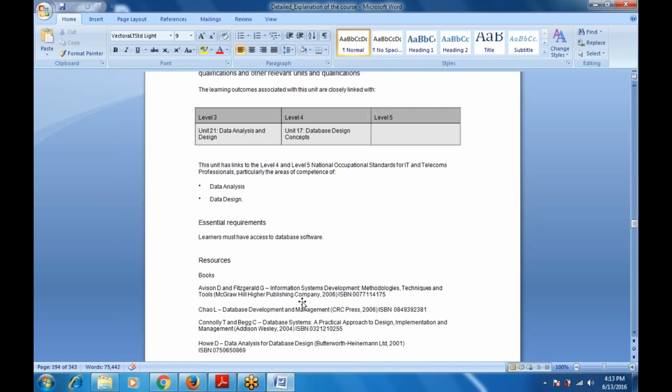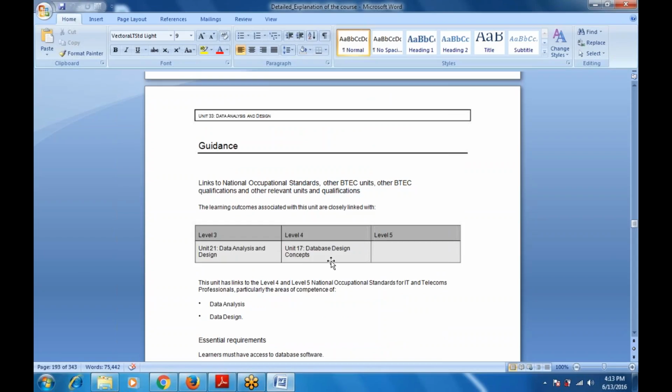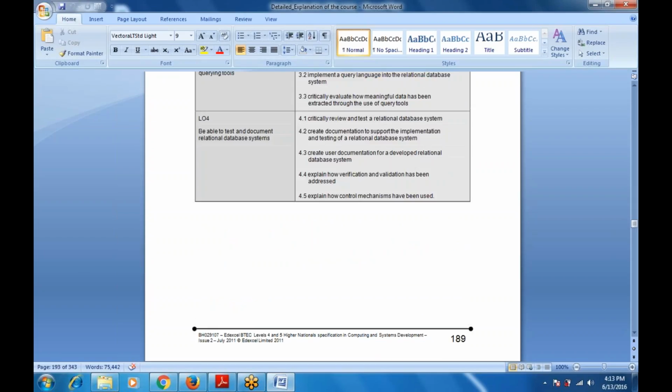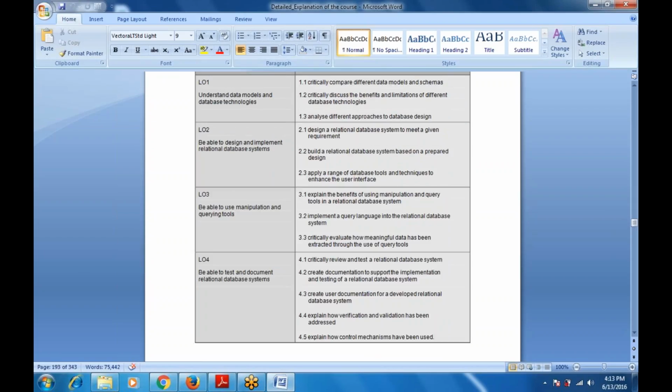So this is the module that is related to the database design concepts that we have studied at level 4 of the BTEC Higher Nationals. So I think the brief scenario is clear about the data analysis and design that we are going to study in this module. So any doubts, anyone?